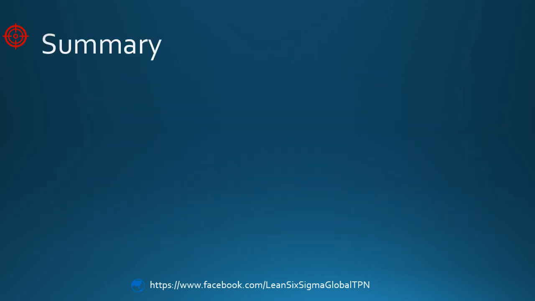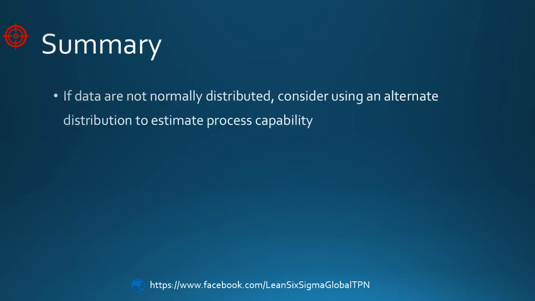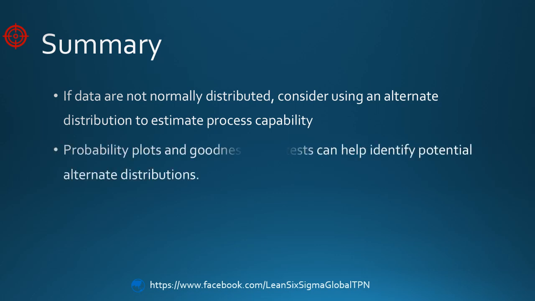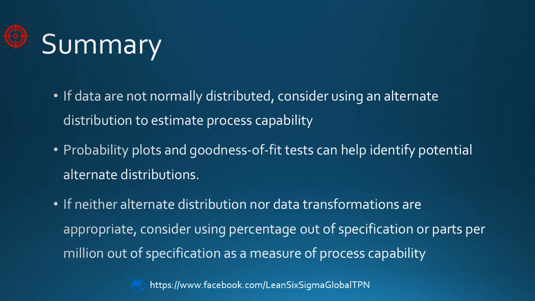So let's review. If the distribution of process data is non-normal, consider using an alternate distribution to calculate capability indices. Examine probability plots to identify an adequate distribution for our data and then use that distribution in calculations. If you cannot find an appropriate alternative distribution or data transformation, consider using metrics such as percentage out of specification or parts per million out of specification.